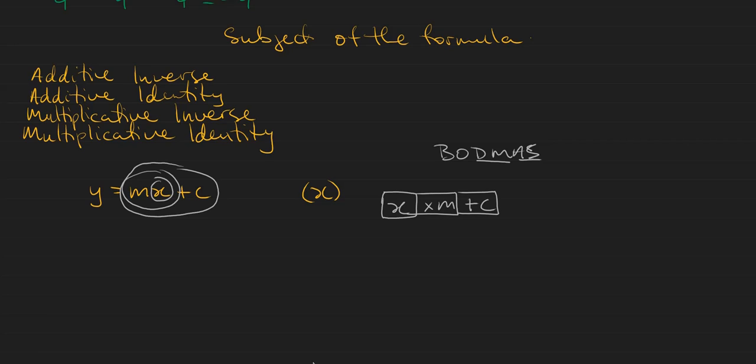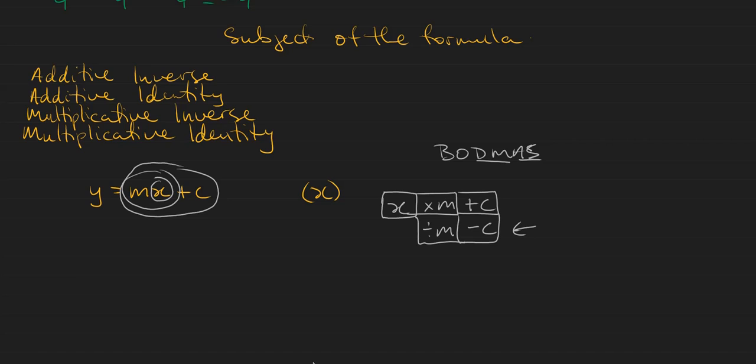And now what we do is reverse the operation. So I'm going to reverse the addition of c by subtracting c, and I'm going to reverse the multiplication of m by dividing by m. I simply perform this list of operations backwards, and I would make x the subject of the formula.